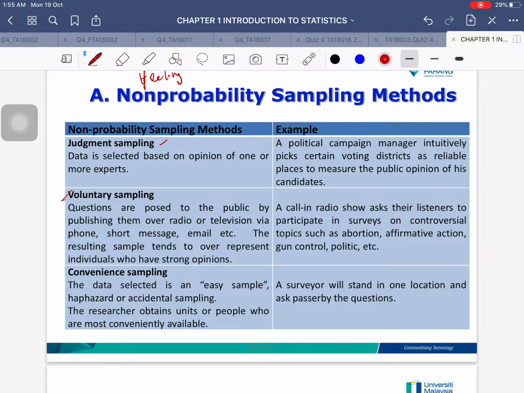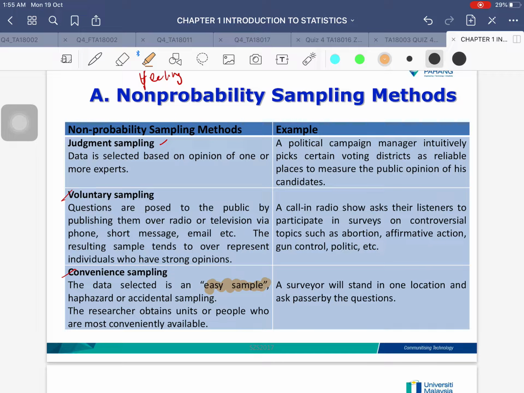Convenience sampling is the third one. Convenience sampling means that I choose the sample based on what is easy for me. For example, let's say I wanted to know the proportion of students at UMP that need glasses.